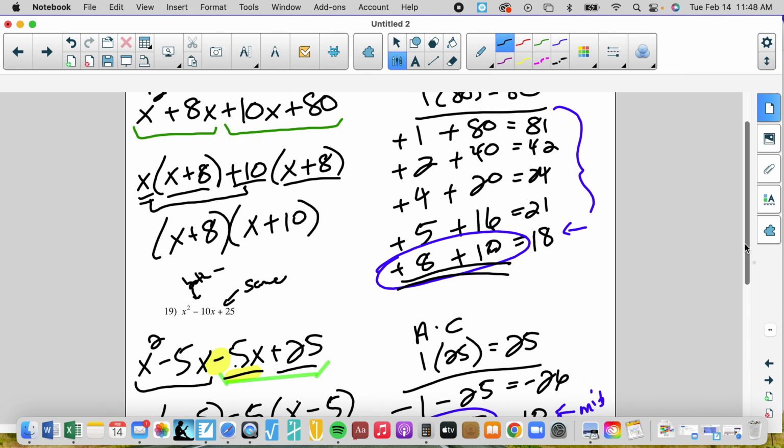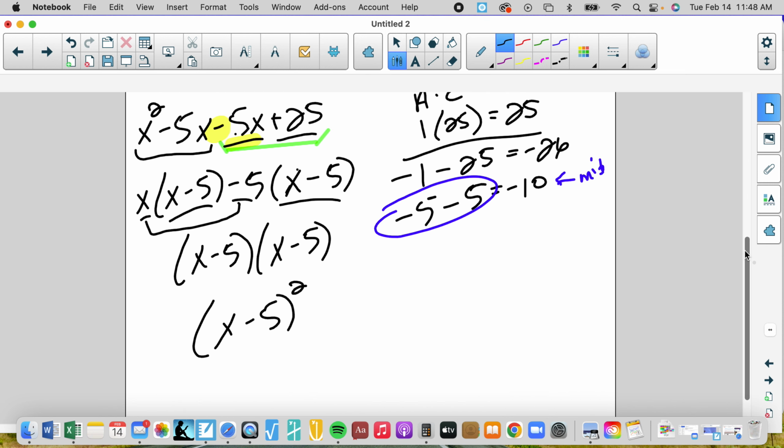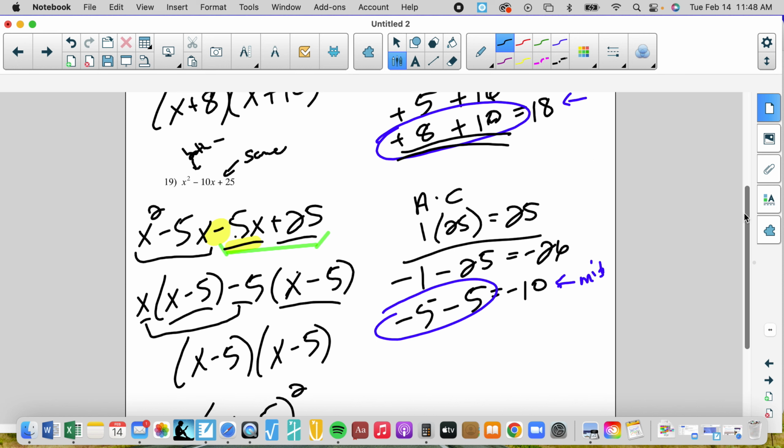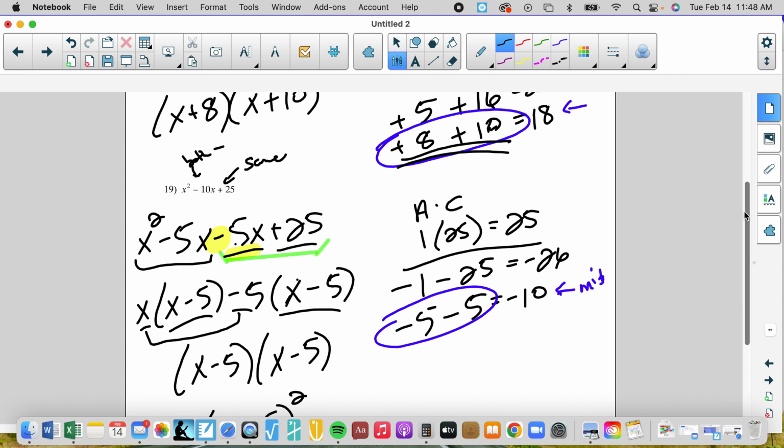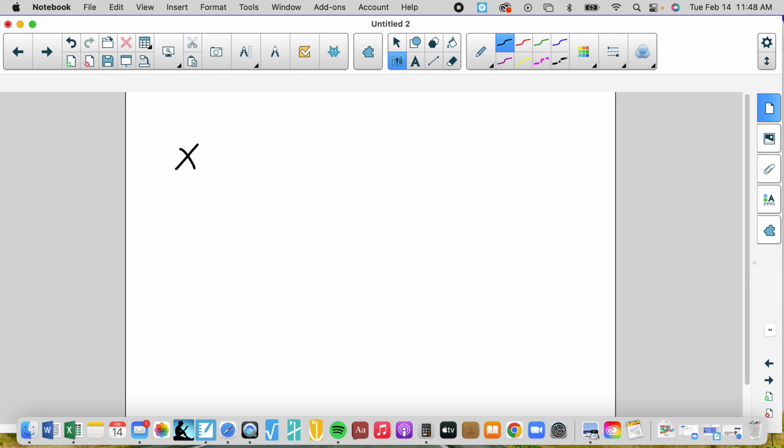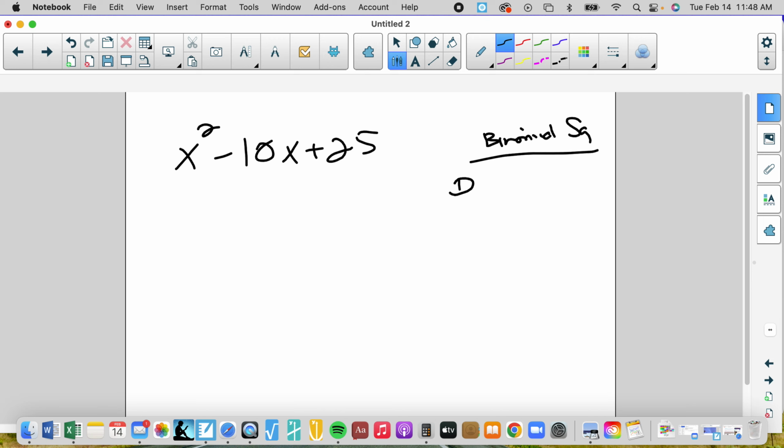So in this problem, we had x squared minus 10x plus 25. So if we checked for a binomial square, we had those 4 criteria. First criteria was 3 terms. Does this have 3 terms?